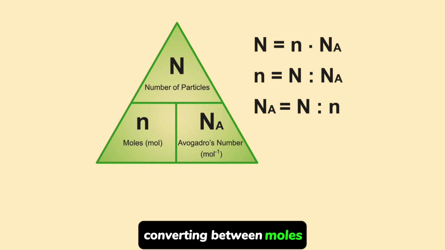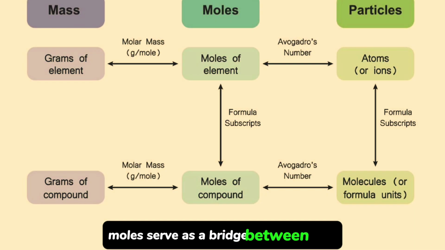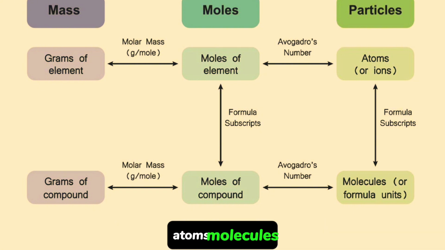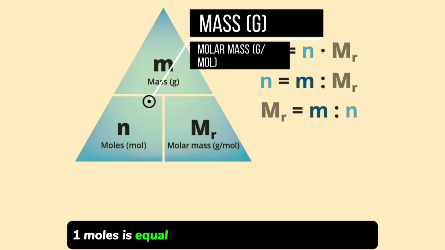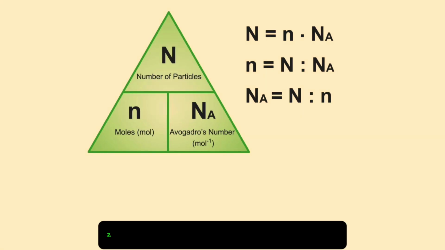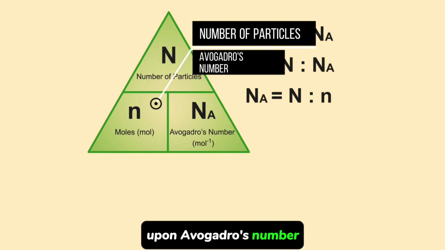Converting between moles, mass, and particles. Moles serve as a bridge between mass, grams, and the number of particles, atoms, molecules. To convert between them, use these equations. 1: moles is equal to mass in gram upon molar mass in gram per mole. 2: moles is equal to number of particles upon Avogadro's number.